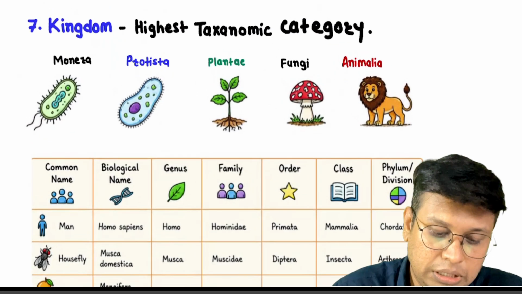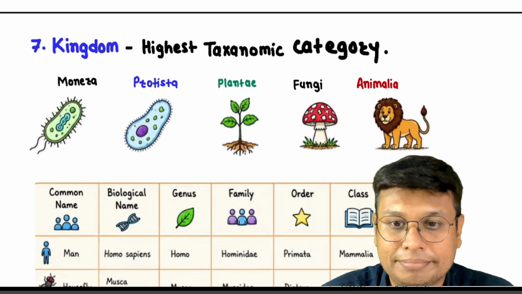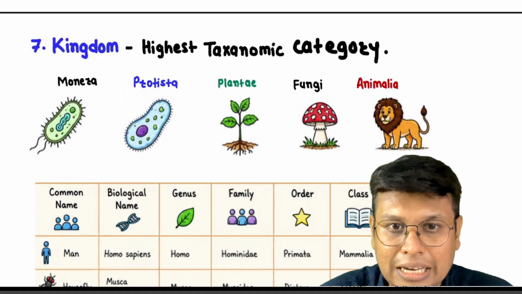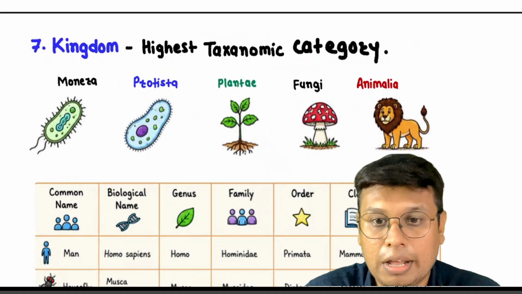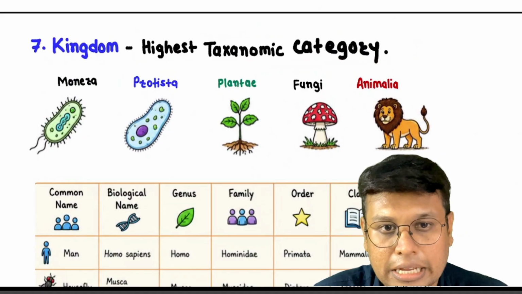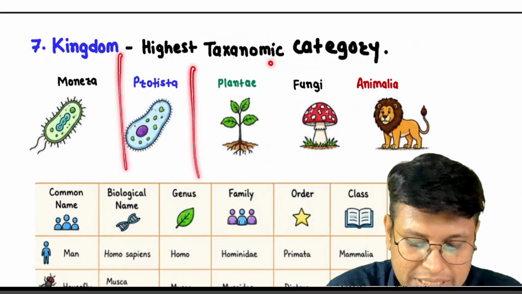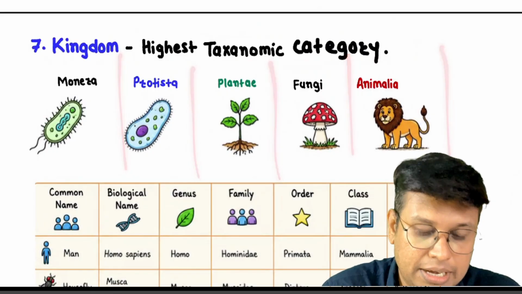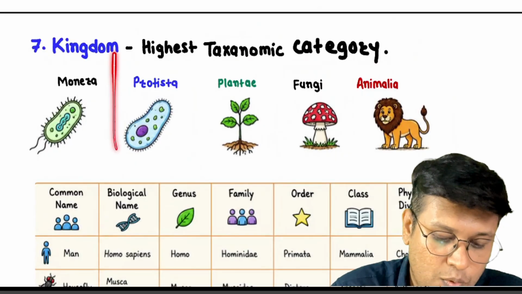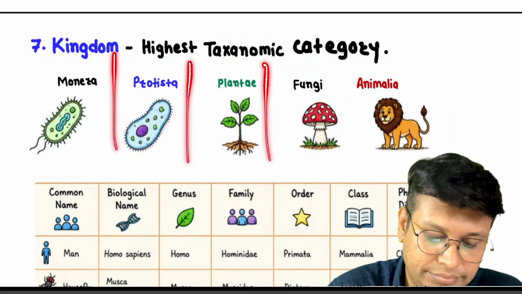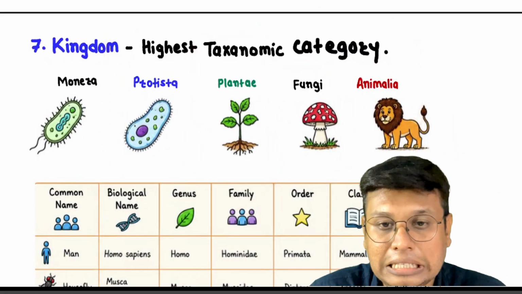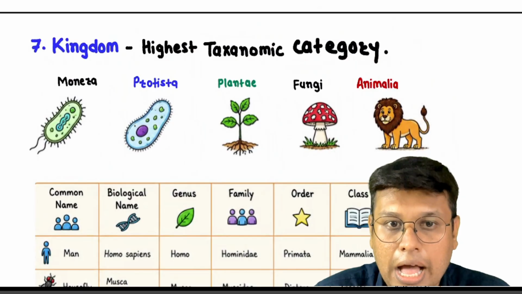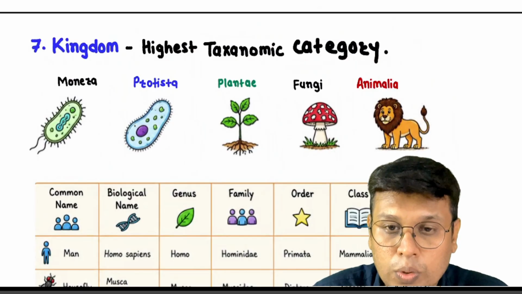Then we come to the kingdom. So what is a kingdom? Kingdom is the highest taxonomic category. Monera, Protista, Plantae, Fungi, Animalia. These are the five highest taxonomic categories known as kingdom.